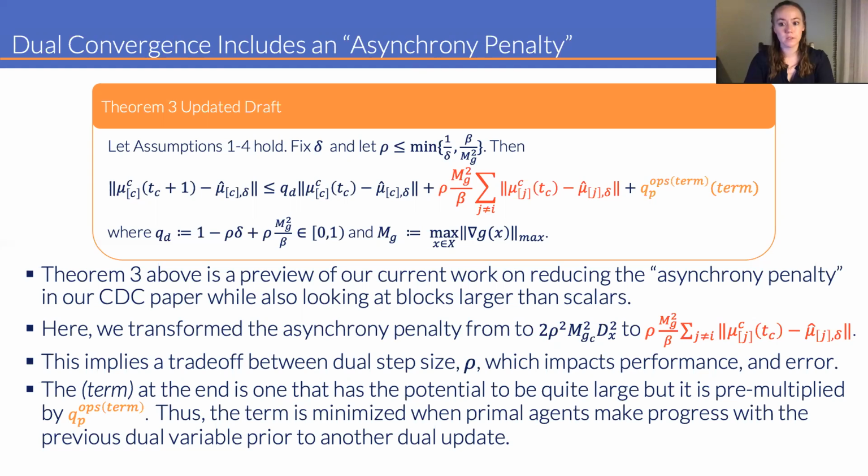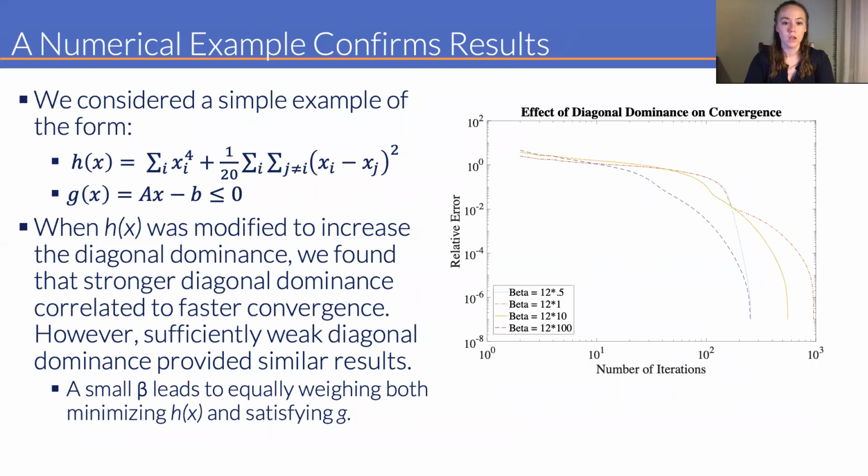The term is minimized when primal agents are allowed to make progress with the previous dual variable prior to another dual update. We also include a simple numerical example in our paper of the form on the slide. When the objective function was modified to increase the diagonal dominance, we found that stronger diagonal dominance correlated to faster convergence. However, sufficiently weak diagonal dominance provided similar results. We believe this is because a small beta leads to equally weighing both minimizing H and satisfying G. The interplay between different parameter choices is the focus of future work.